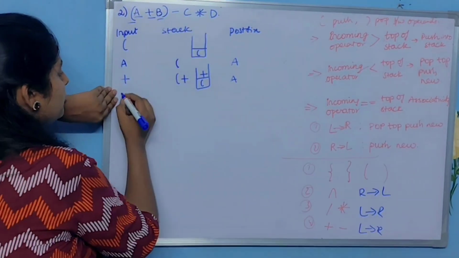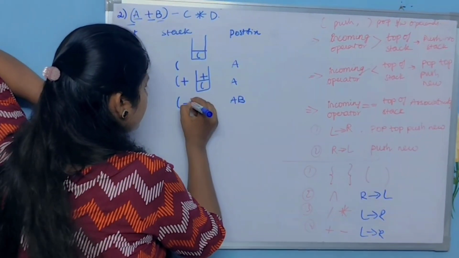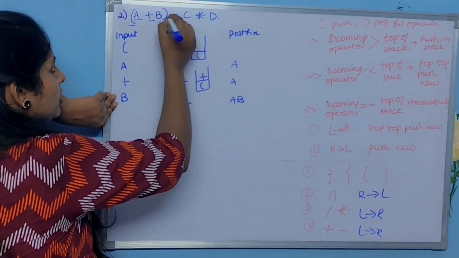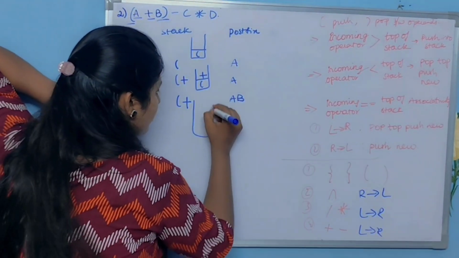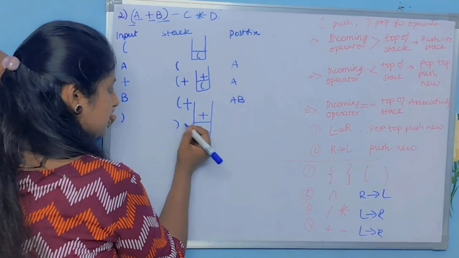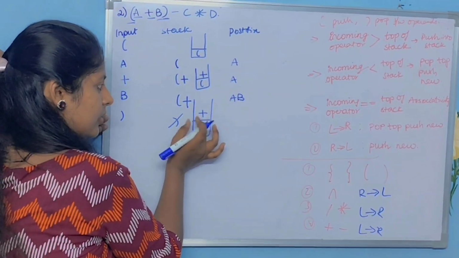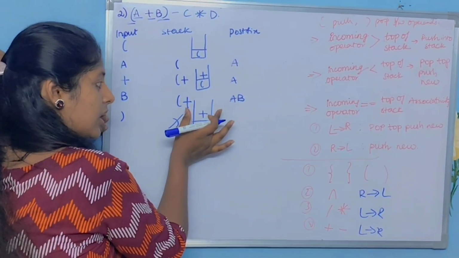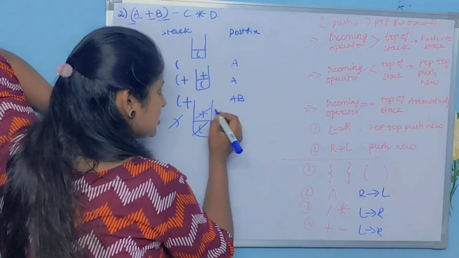Okay. Now B is encountered. So add it in the postfix. So this is not changed. So you got a closing brace right now. Now what you do is, this is stack. This is my stack. Now this is my right parenthesis. Now balance these. Okay, balance both of them. So pop all the operators between left parenthesis and right parenthesis. So this is formed.